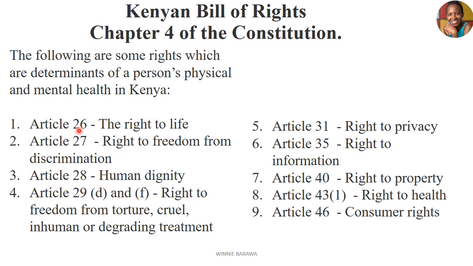On Article 26, we have the right to life. Article 27 talks about the right to freedom from discrimination. Article 28 talks about human dignity. Article 29 (d) and (f) discusses the right to freedom from torture, cruel, inhuman, or degrading treatment. Article 31 talks about the right to privacy. Article 35 discusses the right to information. Article 40 discusses the right to property. Article 43(1) talks about the right to health. And Article 46 discusses consumer rights.